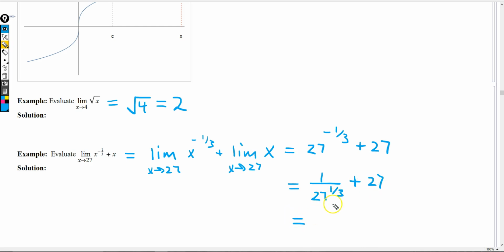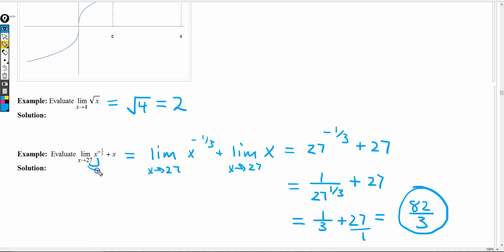and you end up with, this is 3 here, right? So 1/3 plus 27, and let's see, what is that? Well, think of 27 over 1 and cross multiply, right? 3 times 27, 1 times 1 over 3 times 1. That's going to be 82 over 3. There's your answer. Okay? You just have to plug the c value in for the x's. Right? Just plug this 27 in for the x's. Okay.